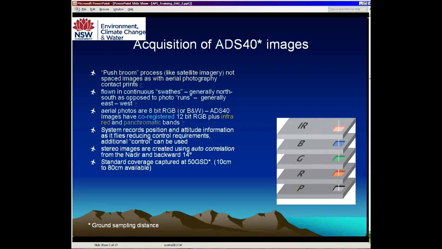Standard coverage at the moment by LPI, who supplies information to us, is 50 GSD, which is 50 centimetre ground sampling distance. As I said, from 10 centimetre to 80 centimetres is available.